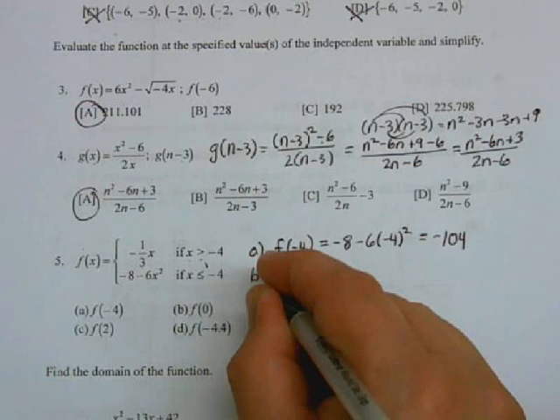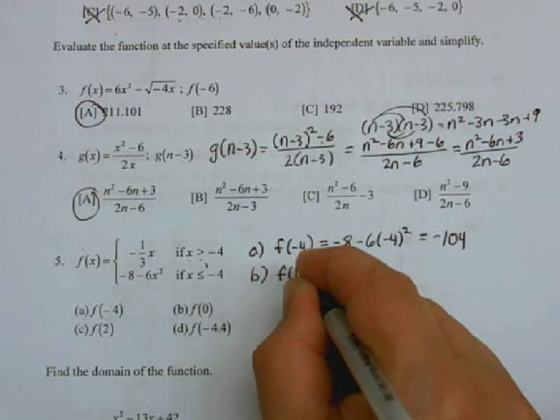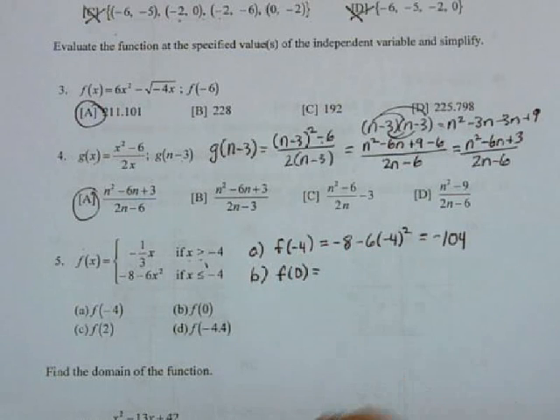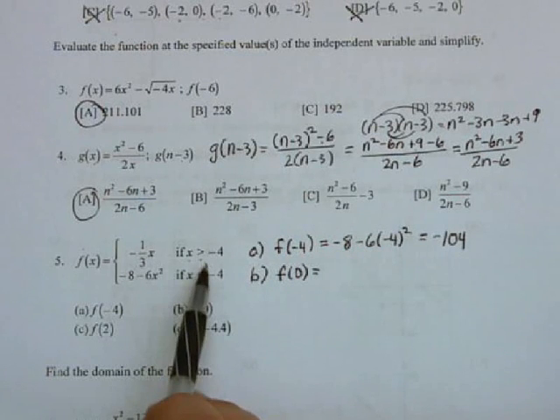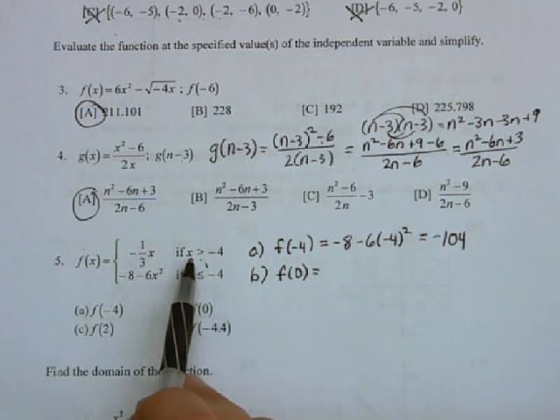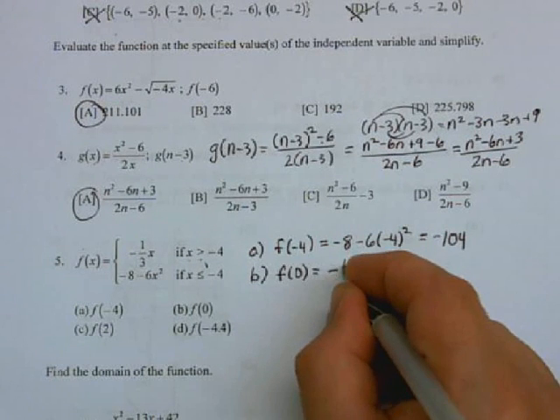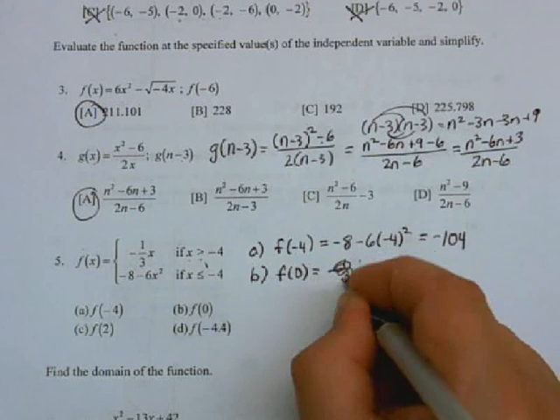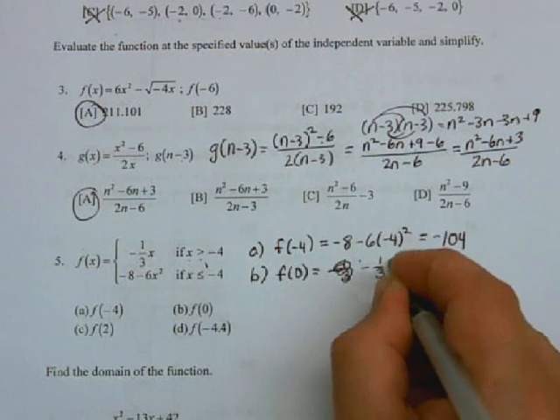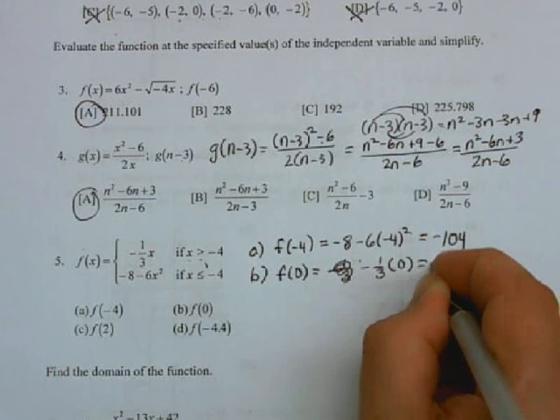Part B, we're looking for f of 0. So I look, and I'm going to use the top one, because 0 is greater than negative 4. So negative 1/3, let me rewrite that. Negative 1/3 times 0 is simply 0.